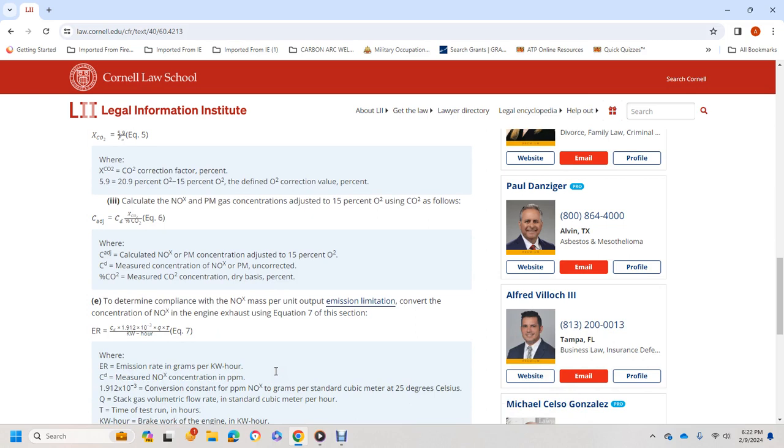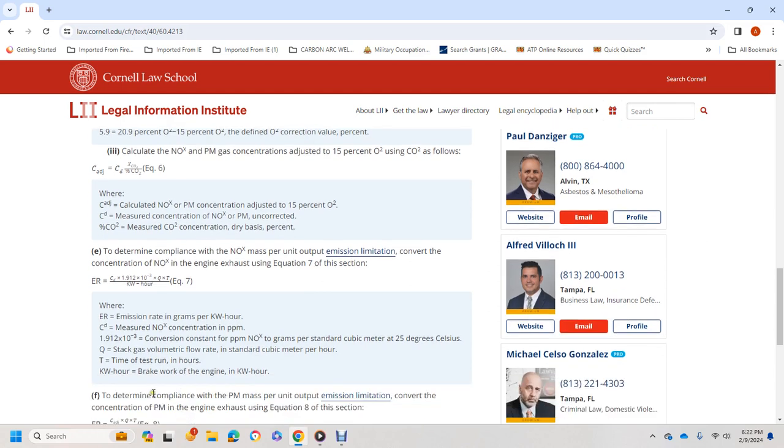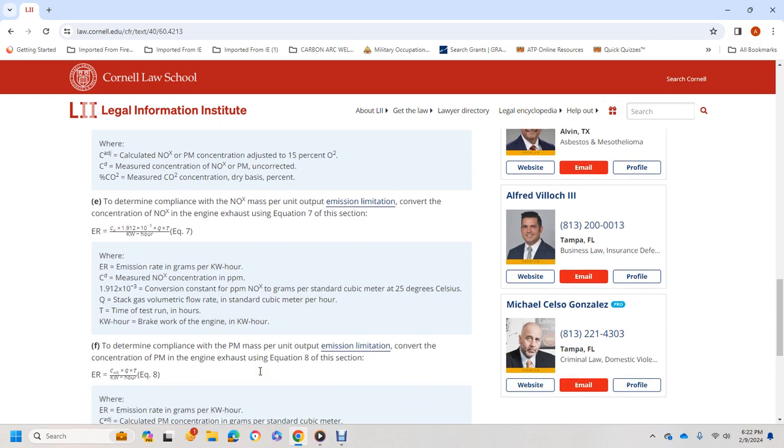To determine compliance with the nitrogen oxides mass per unit output emission limitation, convert the concentration of nitrogen oxides in the engine exhaust using equation 7. The NOx emission rate in grams per kilowatt-hour is equal to the measured nitrogen oxides concentration in parts per million, times 1.912 times 10 to the minus 3, times the stack gas volumetric flow rate in standard cubic meters per hour, times the time of the test run in hours, over the kilowatt-hours of brake work of the engine.